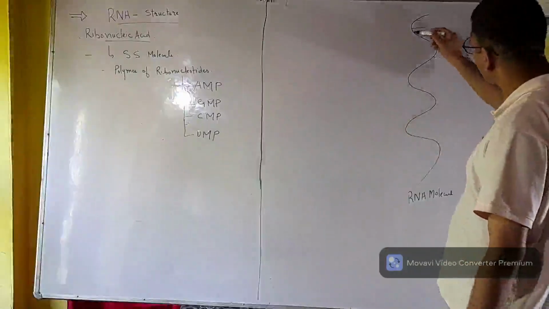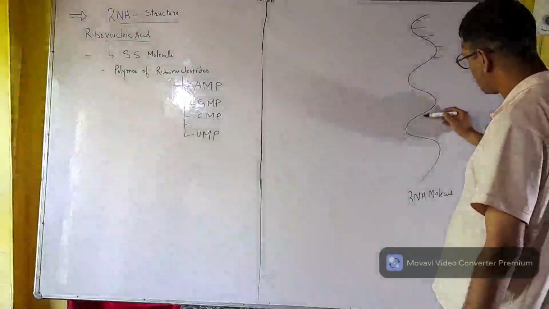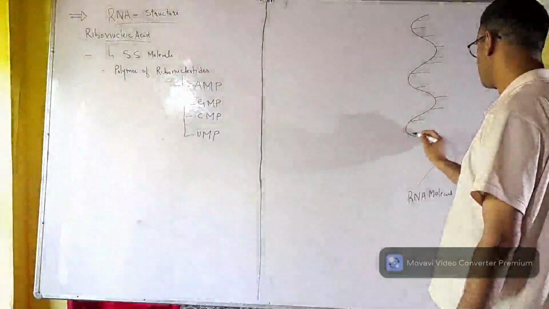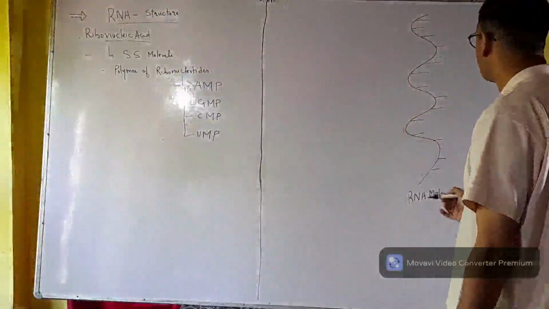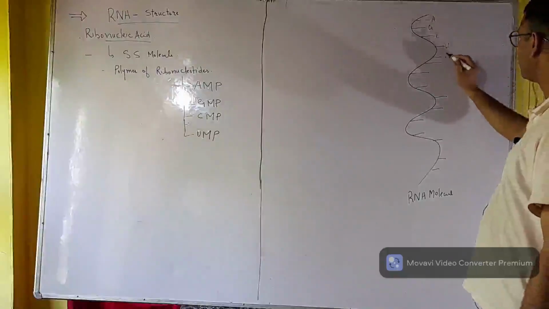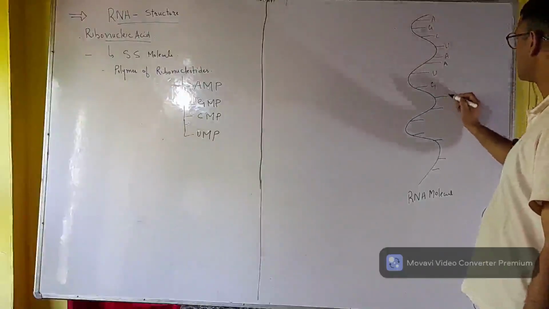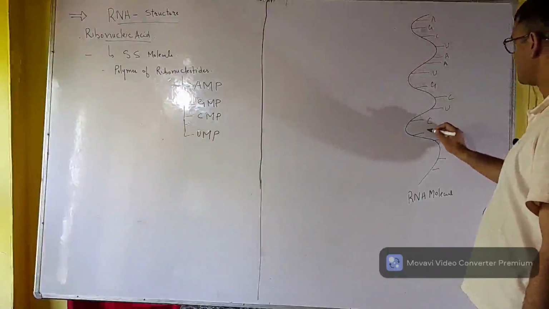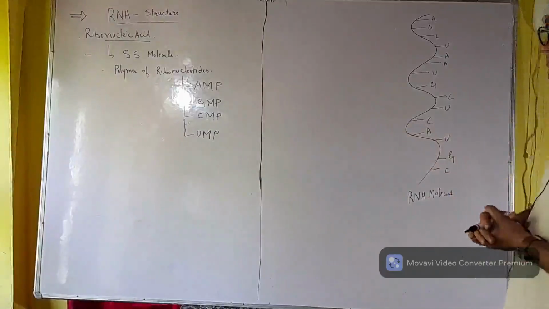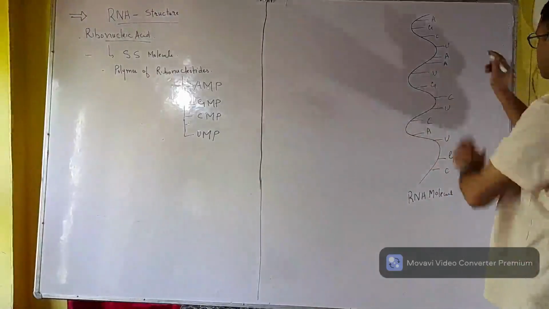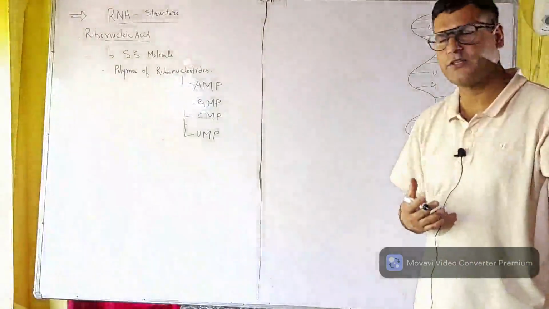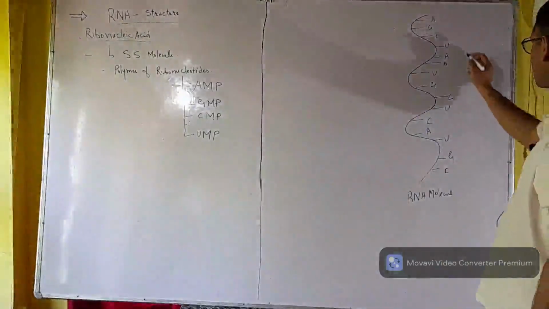So this is the sugar phosphate backbone, here the sugar phosphate backbone, and here we have nitrogenous bases. So nitrogenous bases can be adenine, guanine, cytosine, uracil, adenine, uracil, guanine, cytosine, uracil, cytosine, adenine, uracil, guanine, cytosine. That means the combination can be different. So for the sake of convenience, for the sake of simplicity, we can draw the structure like this.